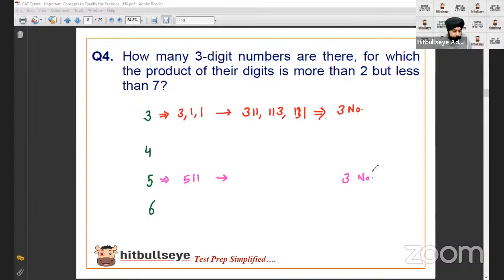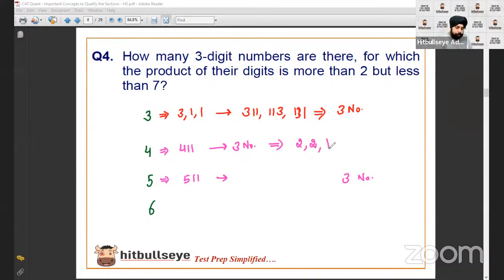Then we come to 4. People, 4, 1 definitely can be made with the help of 4, 1, 1. For taking it 4, 1, 1, exactly the same situation is there. There are 3 such numbers. But you can see carefully, 4 can be made with the help of 2, 2 and 1 also.